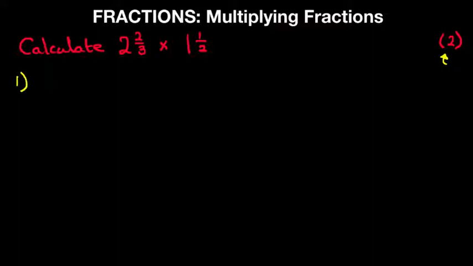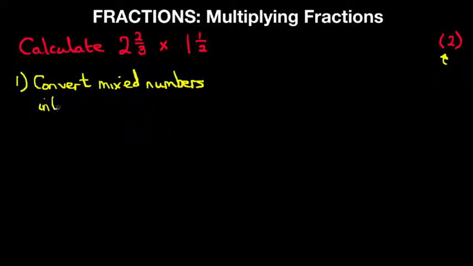The first step is to convert the mixed numbers. The mixed numbers are the numbers with a fraction. Convert the mixed numbers into improper fractions. So how do we do this?